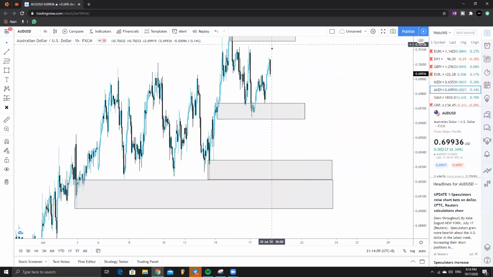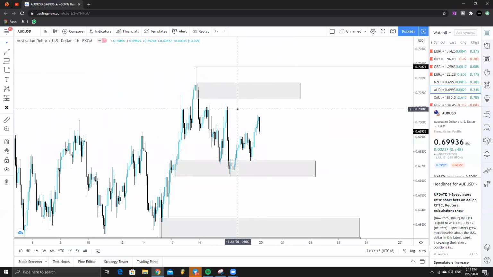So on a higher time frame perspective, I want to see a nice, beautiful drop down. It may not happen all in one move. I could be 100% wrong about every single bit of information I just gave out, but that's just it.